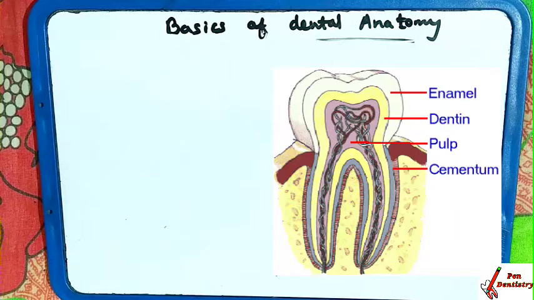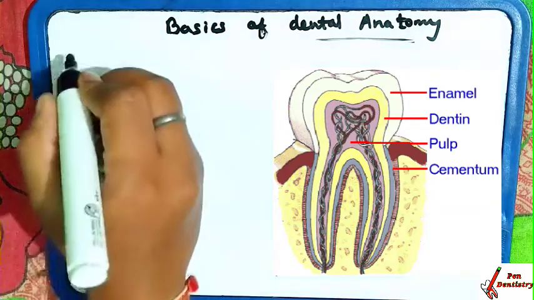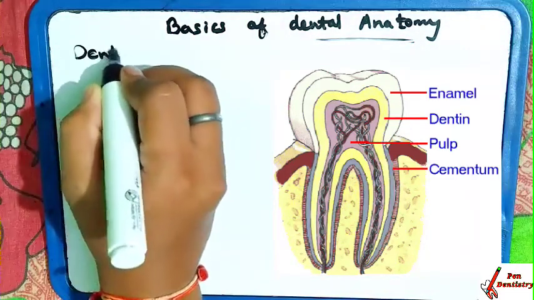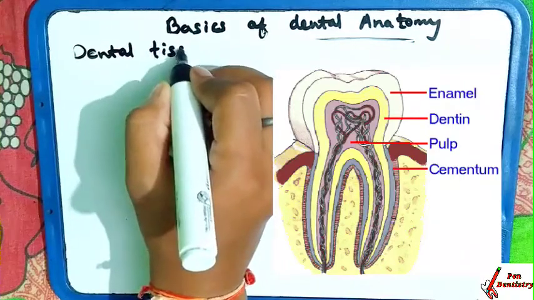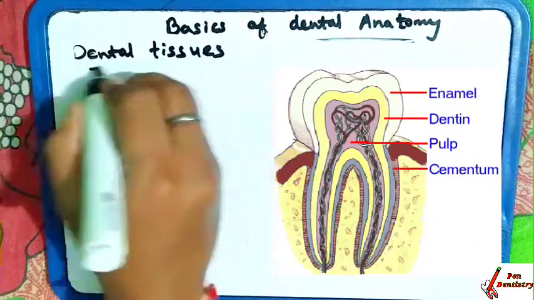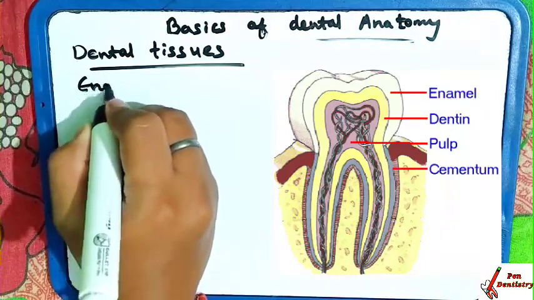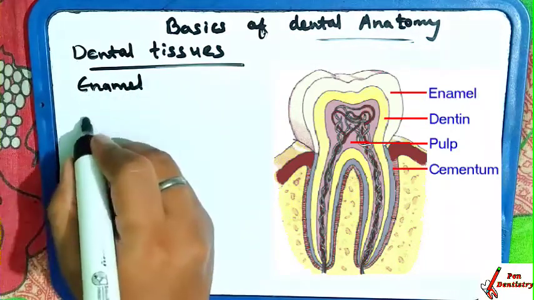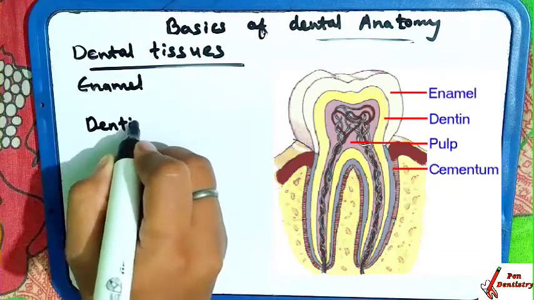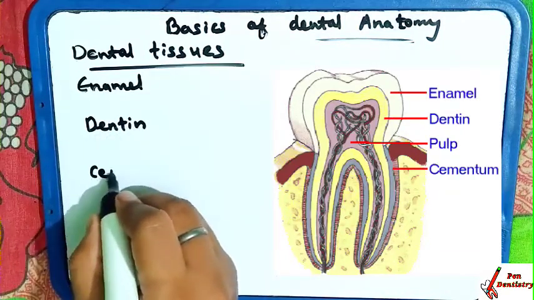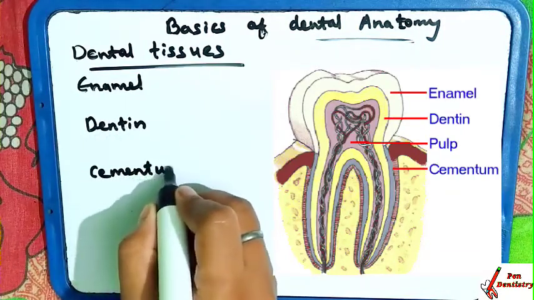Welcome to Basics of Dental Anatomy. Now we are going to see the basic dental tissues. What are the dental tissues present in the oral cavity of the human being, or in a single tooth? The first is enamel, the second is dentine, the third is cementum, and the last one is pulp.